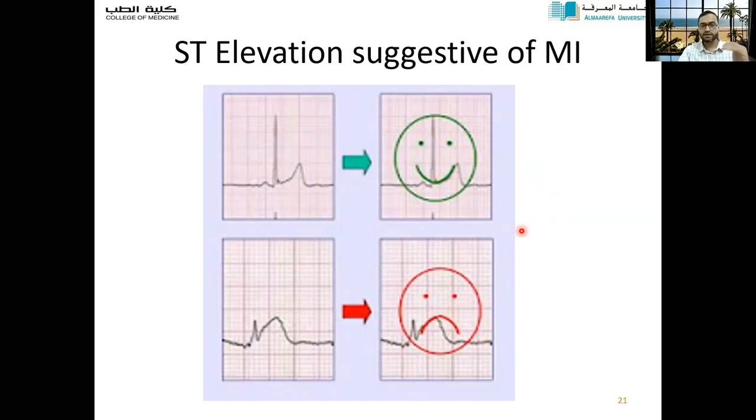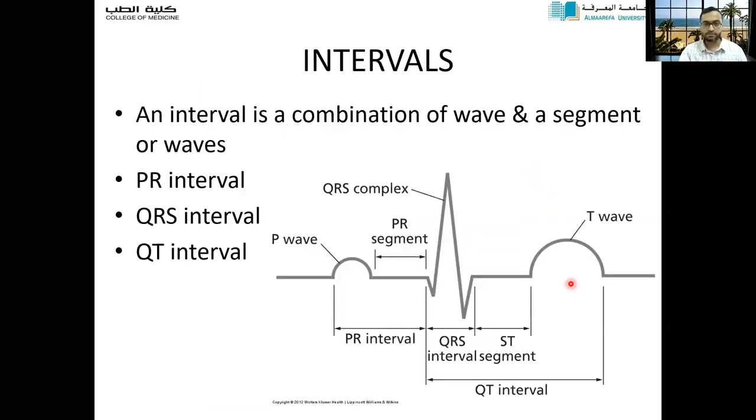So these three criteria: how much it is elevated, how it is elevated, the convexity, and in how many leads. This is important for diagnosing myocardial infarction.